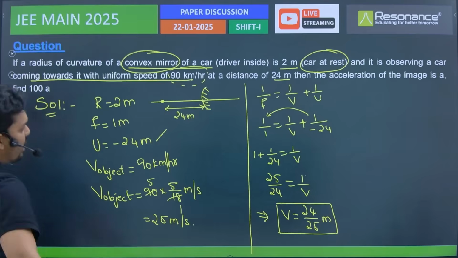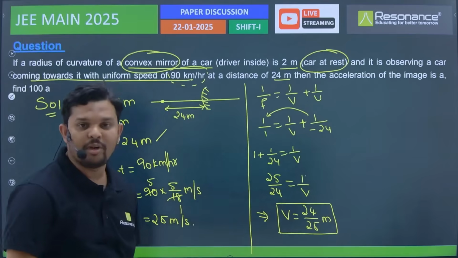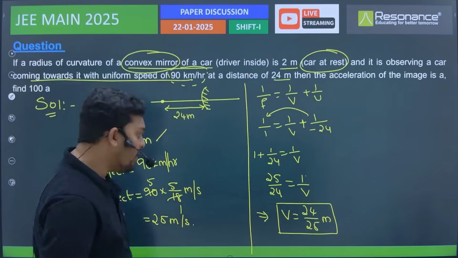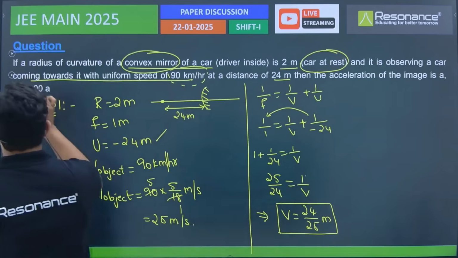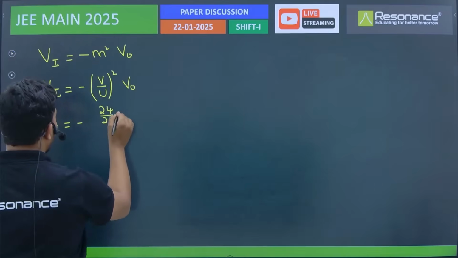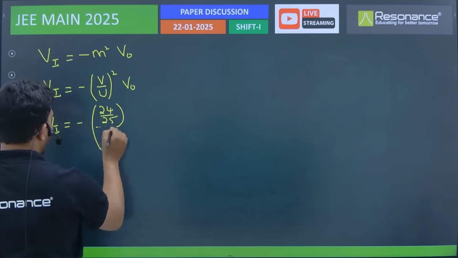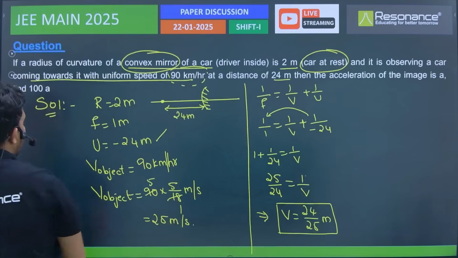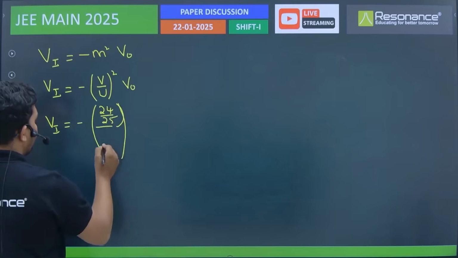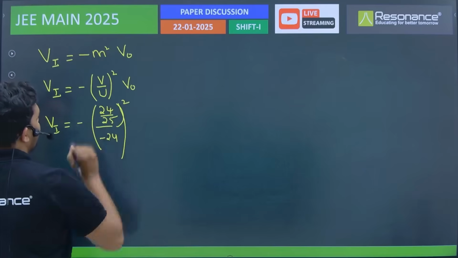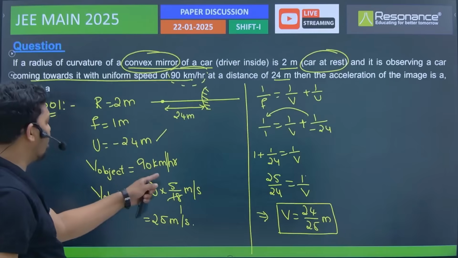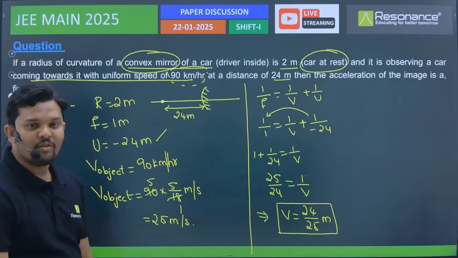We already got the image distance as 24 by 25, and the object distance as minus 24. So I would like to substitute these here. The velocity of the image is minus of 24 by 25, whole divided by minus of 24, and its whole square, into the velocity of the object. Already we have converted that, the velocity of the object is 25 meters per second.